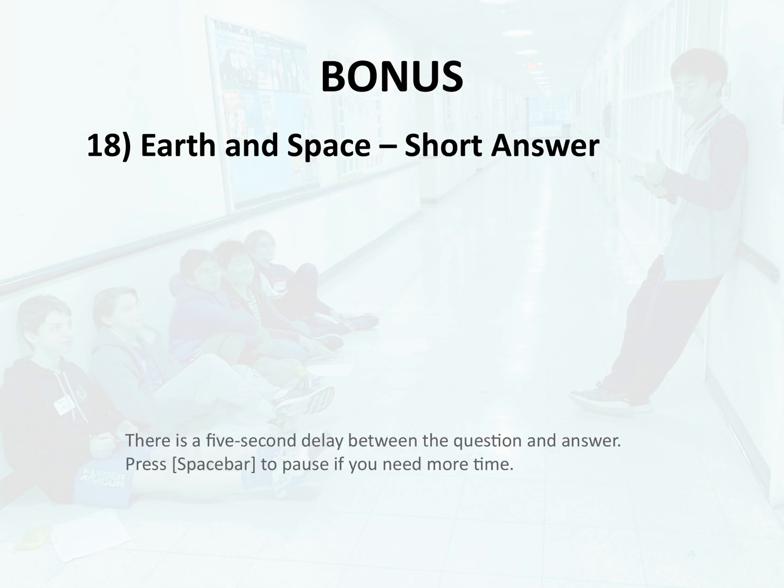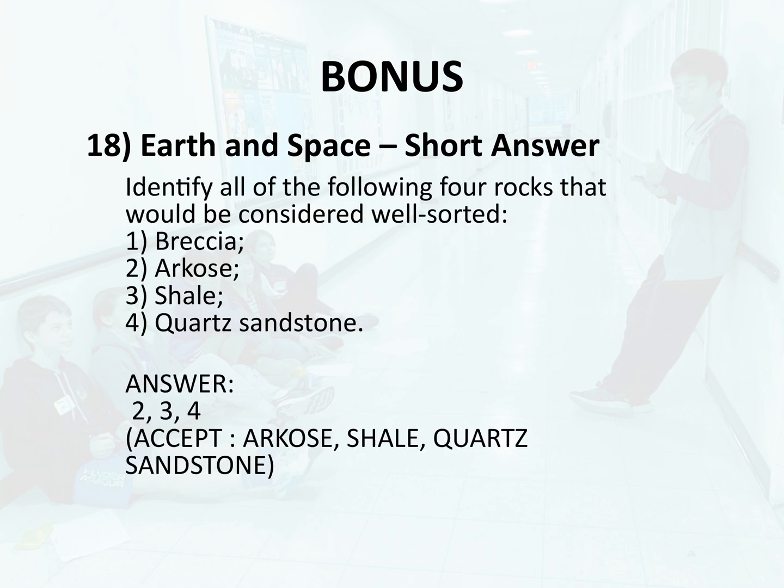Bonus 18. Earth and space, short answer. Identify all of the following 4 rocks that would be considered well-sorted. 1. Breccia, 2. Arkose, 3. Shale, 4. Quartz sandstone. Answer: 2, 3, 4.